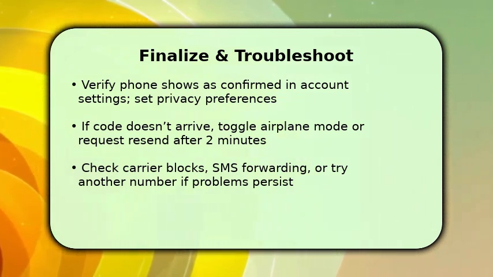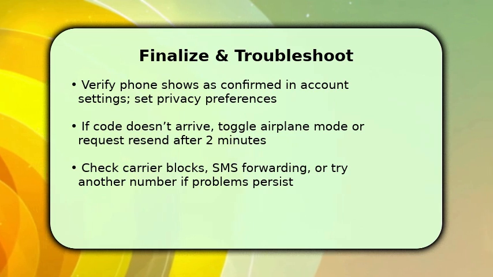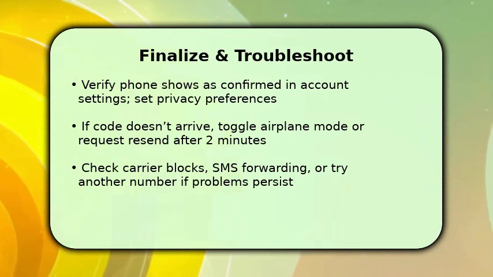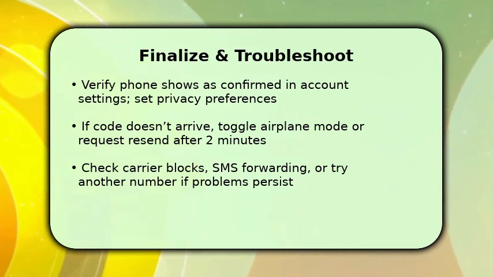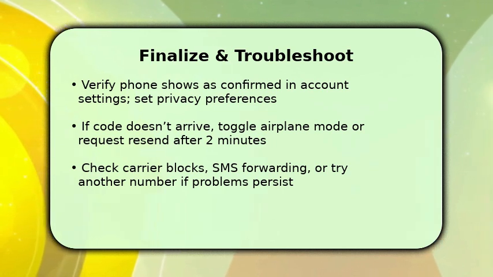Toggle airplane mode, restart the phone, or request the code again after 2 minutes. These steps clear temporary network stalls. If problems continue, check with your carrier for SMS blocking or test with a different number.